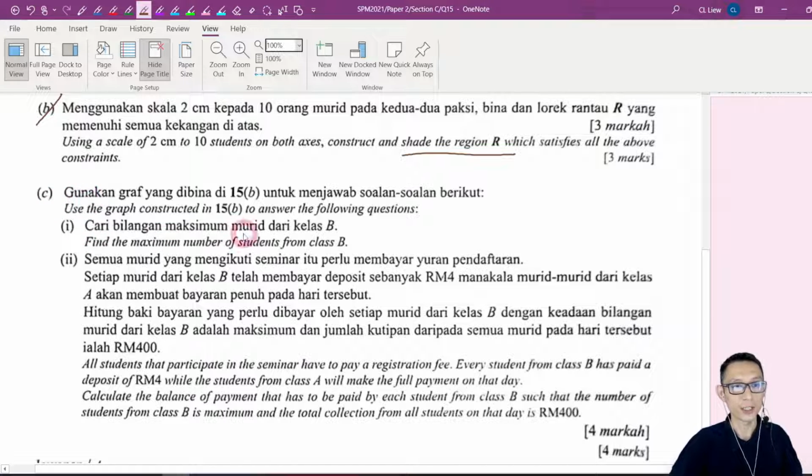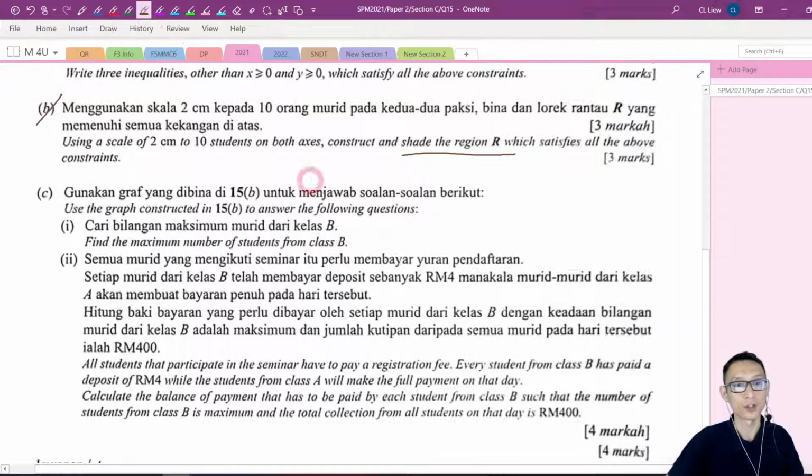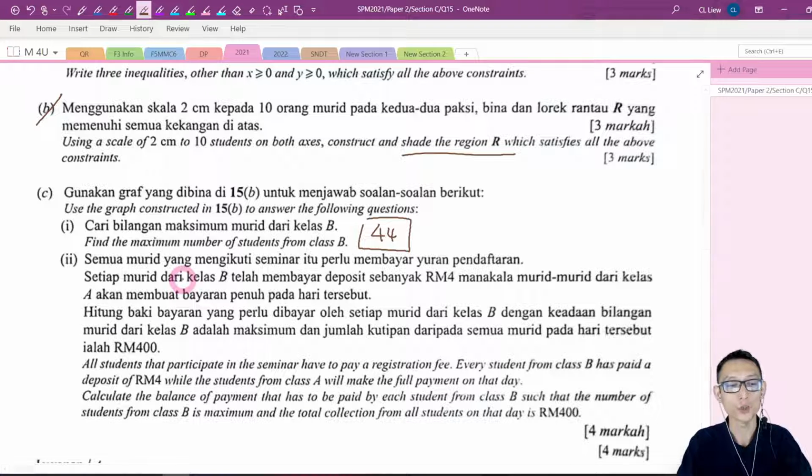Okay, so for C1, the answer is the maximum number of students from class B. This is 44. You don't have to calculate, just get it from your graph. Okay, for part 2, this might be a little bit hard. The hardest part might be forming the equation. Once you can form the equation, it should be no problem.